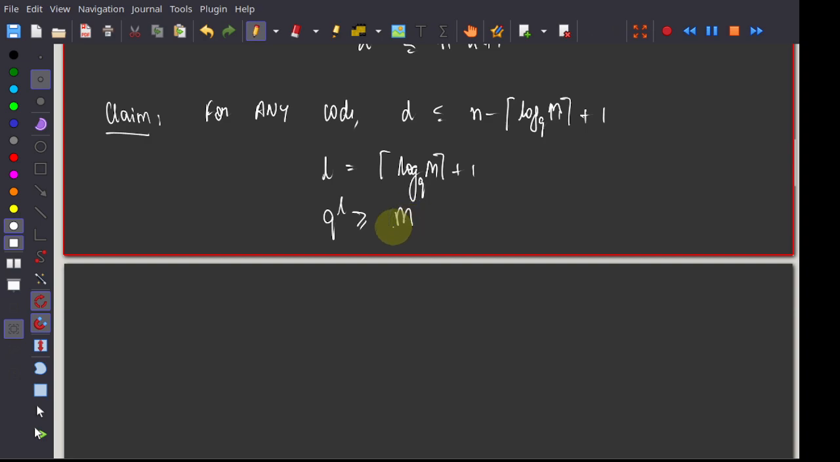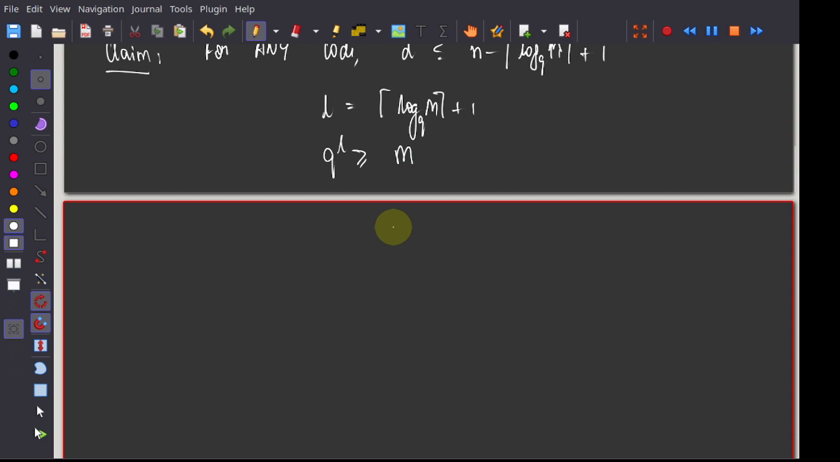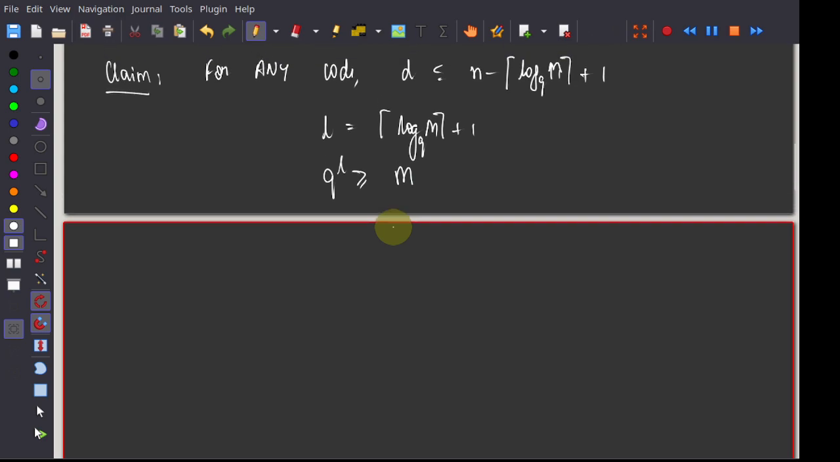Greater than or equal to L. Right? Okay. So now suppose that I do the following. I look at the first L coordinates. And I list, so basically I take a list of all possible code words.